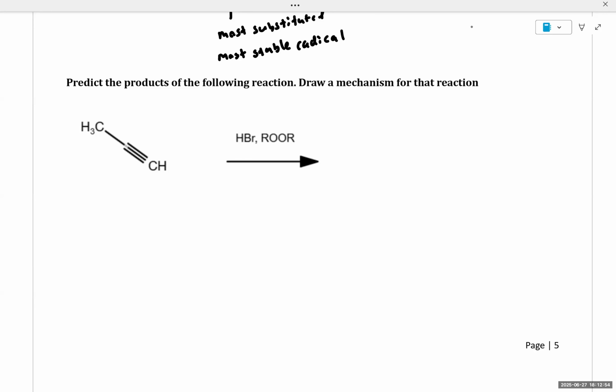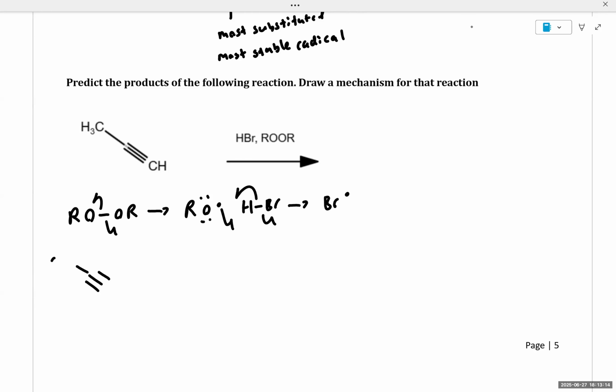So first and foremost, let's just get the textbook initiation mechanism out of the way. The peroxide cleaves, you get your oxygen-centered radical. We abstract a hydrogen from hydrobromic acid to generate the bromine radical. And here we can actually start to do something.